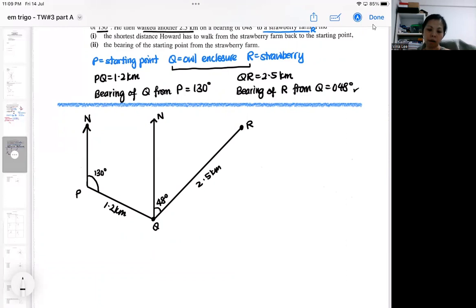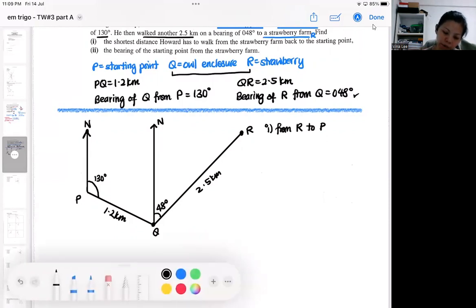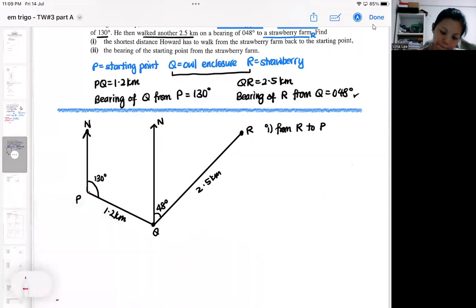Okay, so after this, we can look at the question. The first part is the shortest distance that Howard needs to walk from the strawberry farm. That means from R to the starting point. So from R to the starting point, it's just as good as the length PR. So this will be the length that we are interested in.